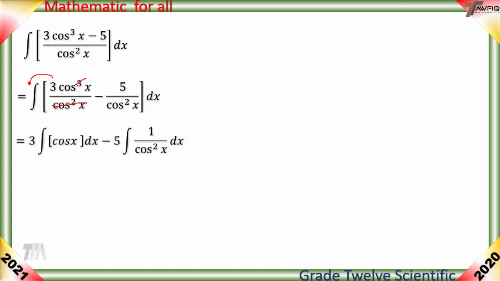with the cube, it remains cos x. Taking 3 from outside the integral, it becomes 3 integral cos x dx minus, and taking 5 outside the integral, 1 over cos²x. Rewrite 3, and the integral of cosine is sine, minus 5, and the integral of 1 over cos²x is tan x plus c.